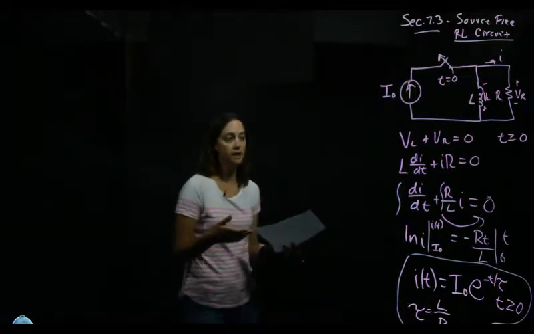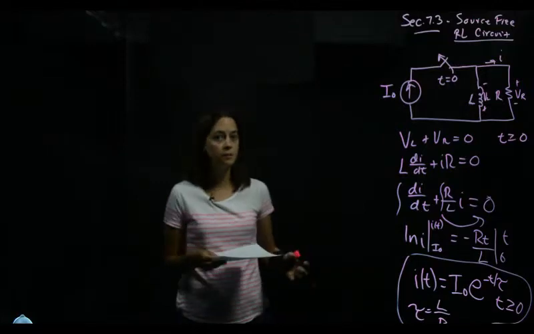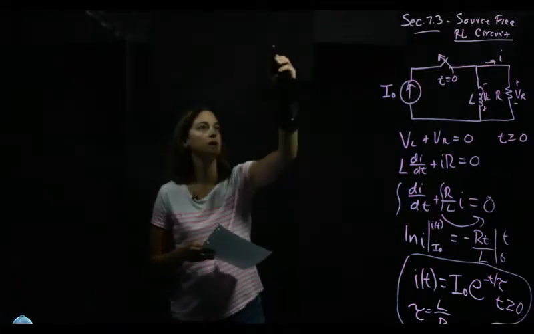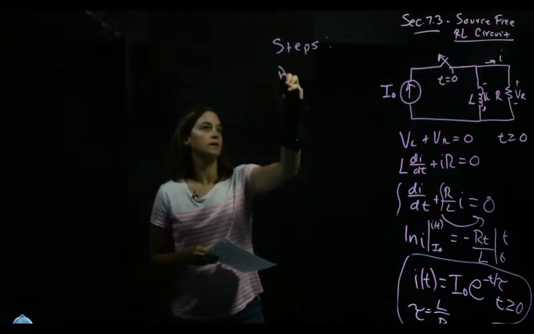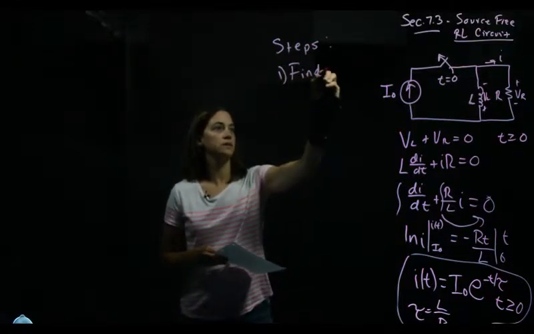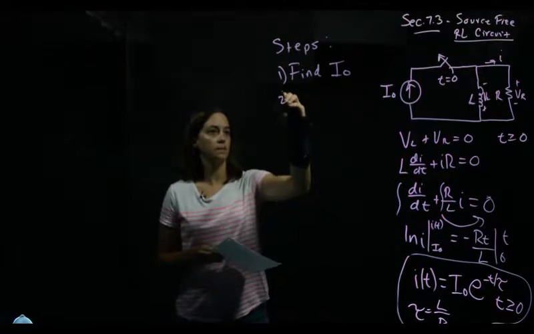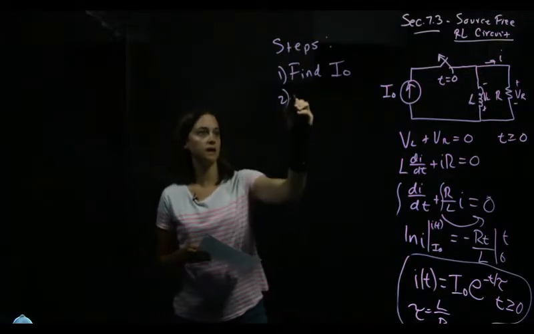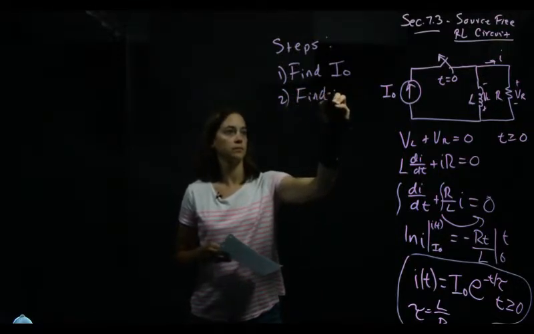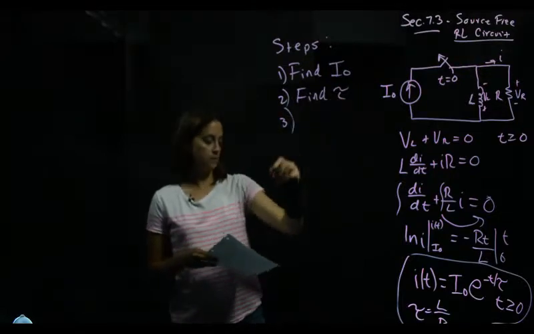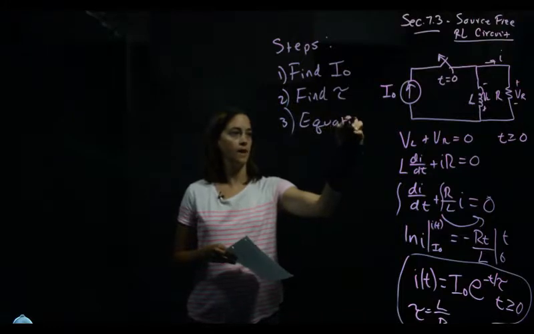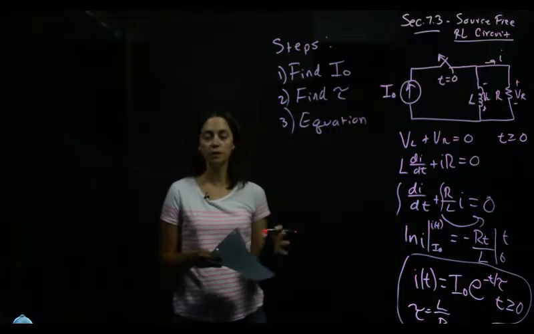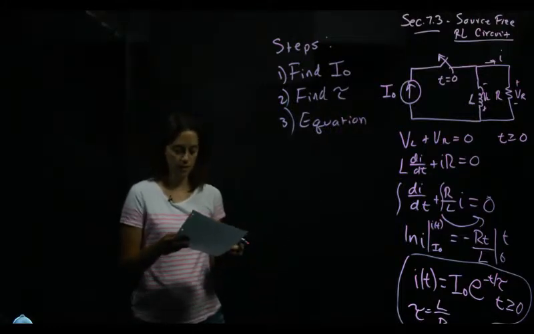So our steps in finding these equations are very similar, again, to section 7.2. First thing you want to do is find your initial current, find your I naught. Second step, find your tau. And our third step is put it in an equation. And that is all there is to these problems. They're really not difficult, so don't make them harder than they need to be.